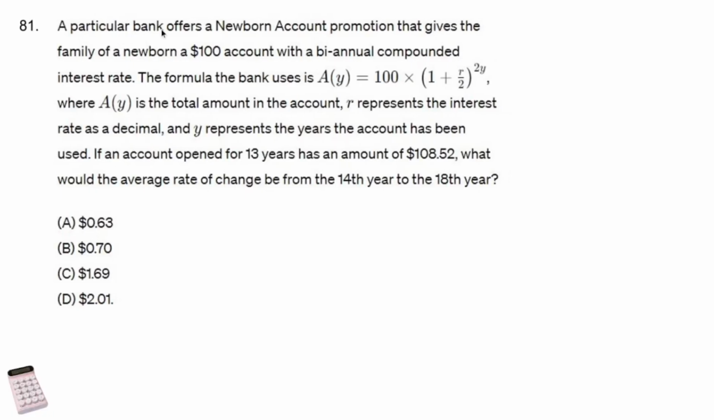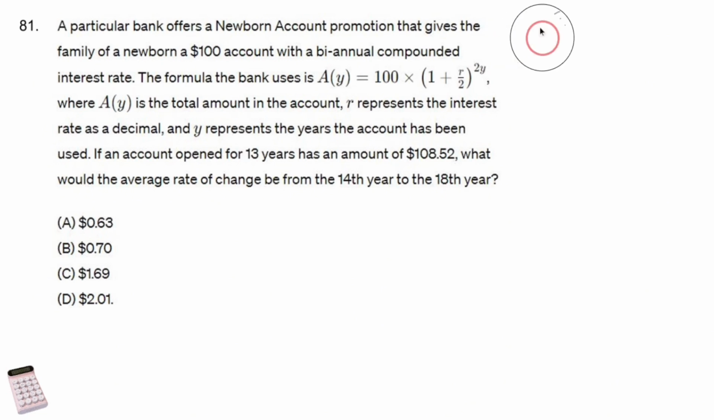A particular bank offers a newborn account promotion that gives the family of a newborn a $100 account with a biannual compounded interest rate. The formula the bank uses is A of y equals 100 times (1 plus r over 2) to the 2y. So this is a typical compounded interest rate formula. If you have heard of the continuously compounded interest formula, there are similarities, okay? But this is not the continuously compounded interest formula.